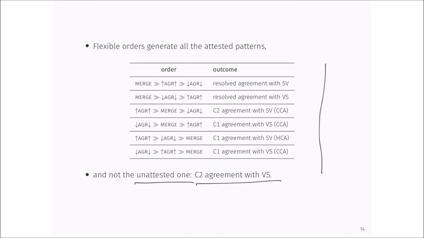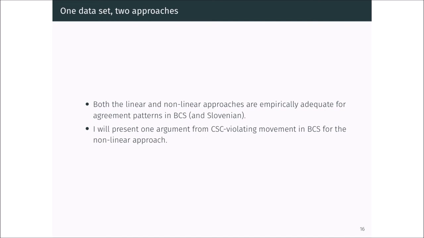So now we have one data set, which is the agreement patterns in conjunction agreement in both BCS and Slovenian, but we have two approaches. Both the linear approach and the nonlinear approach are empirically adequate for the attested patterns. I'll present one argument from CSC violating movement in BCS for the nonlinear approach.